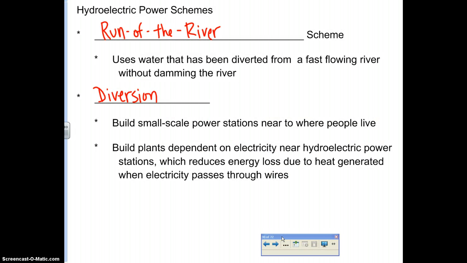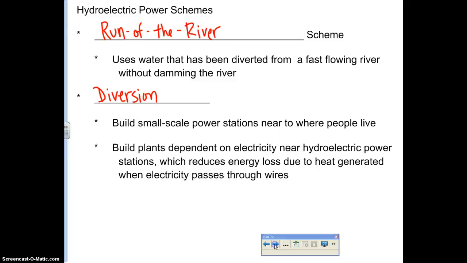Run of the river is a hydroelectric power scheme, and diversion is another hydroelectric power scheme. Run of the river scheme uses water that has been diverted from a fast-flowing river without damming it up, whereas diversion is building a small-scale power station near where people live. You build plants dependent on the electricity near hydroelectric power stations, which reduces energy loss due to heat generated when electricity passes through the wires. Pretty cool there, right? But obviously these are probably rather expensive to build for each individual city.